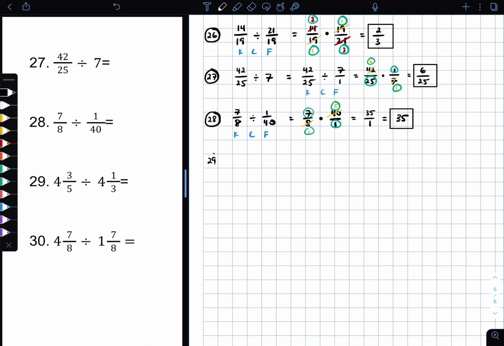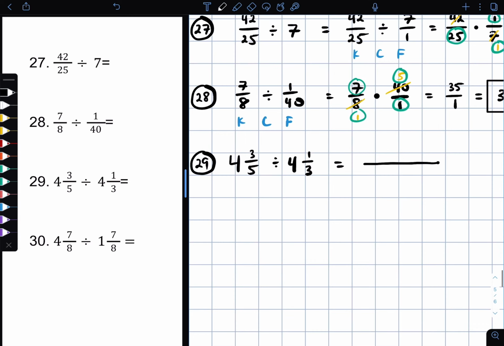Moving on to 29. For 29, we have a mixed number, 4 and 3/5, and we're going to divide that by 4 and 1/3. So this answer should be more than 1 just because 4 and 1/3 is smaller than 4 and 3/5, so it's going to fit in more than one time. So 4 times 5 is going to be 20 plus the 3. That's going to be 23 over 5. That's going to be 23 over 5 divided by, and then 4 times 3 is 12 plus 1 is going to be 13.